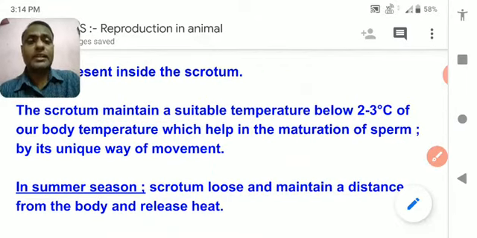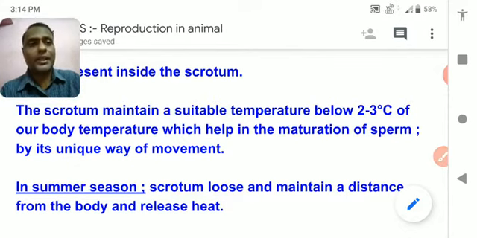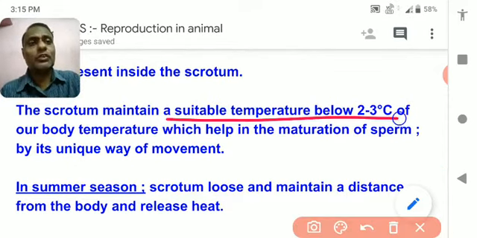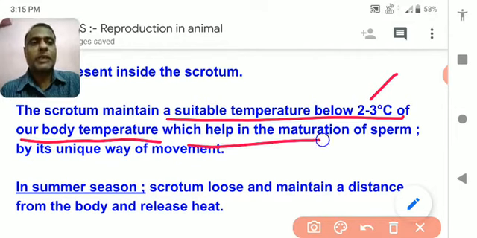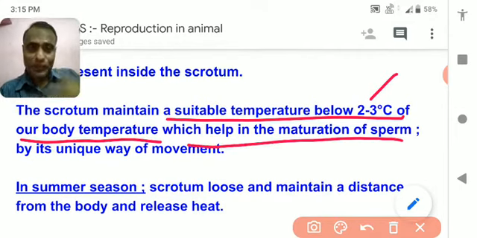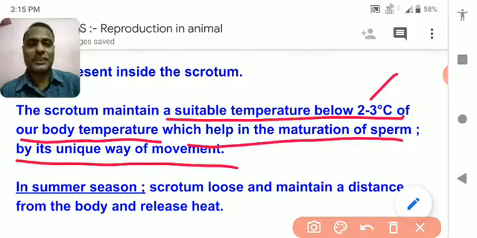So the scrotum, as it is present outside the body, does not allow the body heat to go into the testes. So the scrotum maintains a suitable temperature 2 to 3 degrees centigrade below body temperature, which helps the maturation of sperm. Understood? It keeps the testes far away from the body, so that the body temperature will not reach the testes and the sperm can easily mature over there.